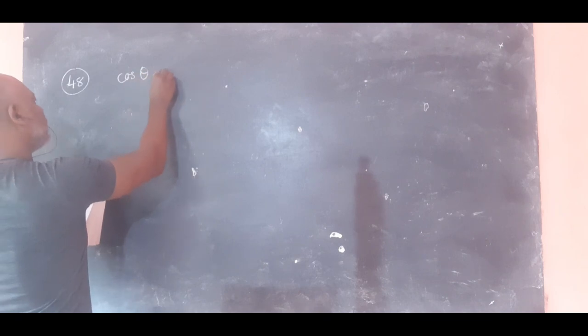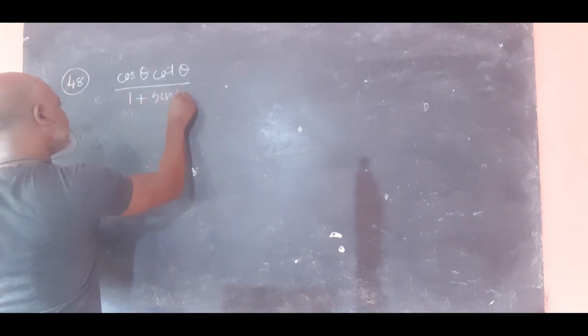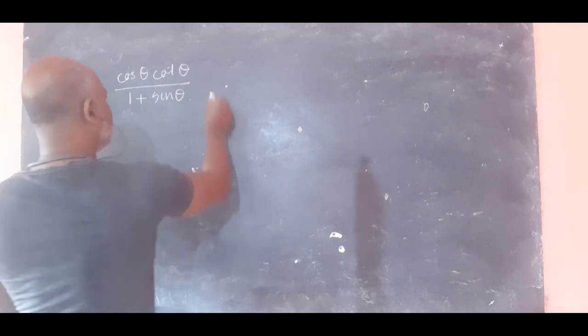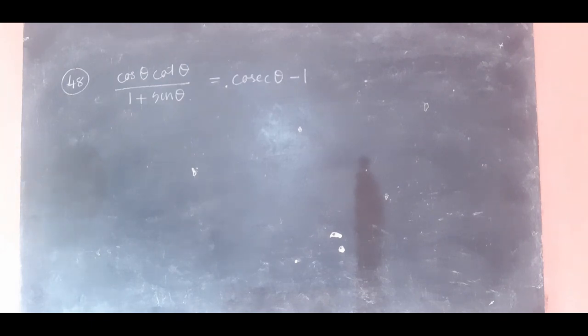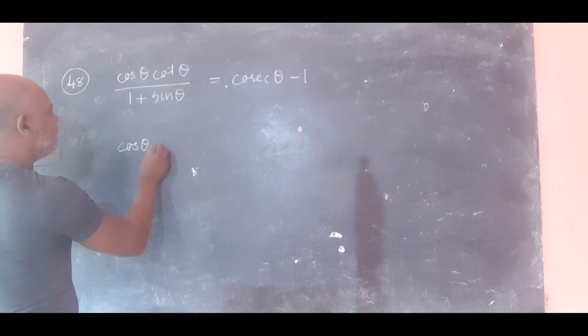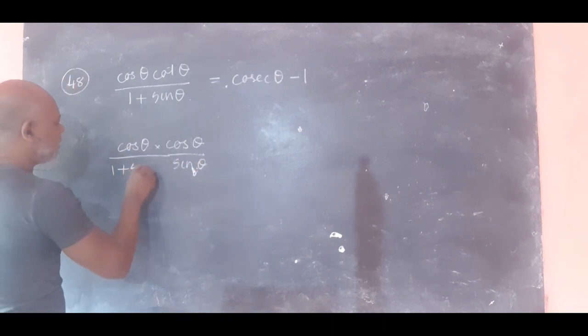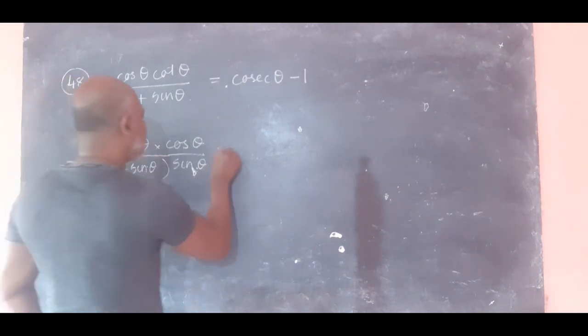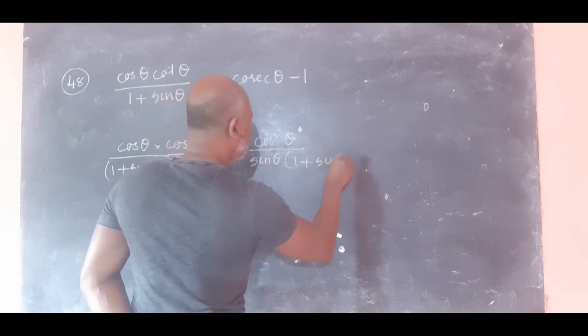So question number 48. Cos theta into cot theta divided by 1 plus sin theta is equal to cosec theta minus 1. So cos theta into cot theta, I can write cot theta as cos theta by sin theta, and here in the denominator I can write 1 plus sin theta. So this becomes cos square theta divided by sin theta into 1 plus sin theta.